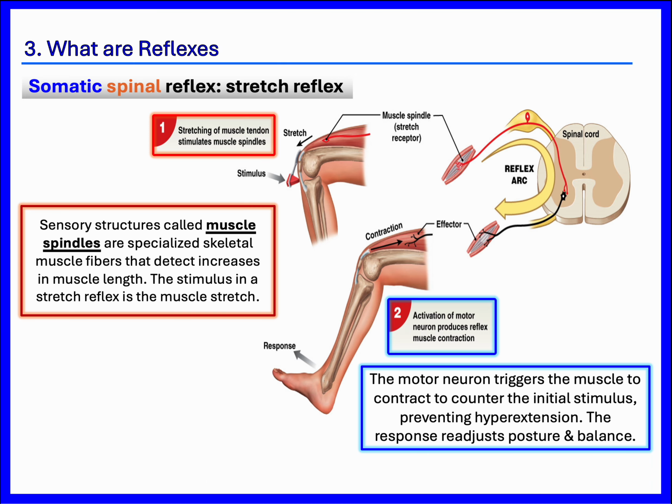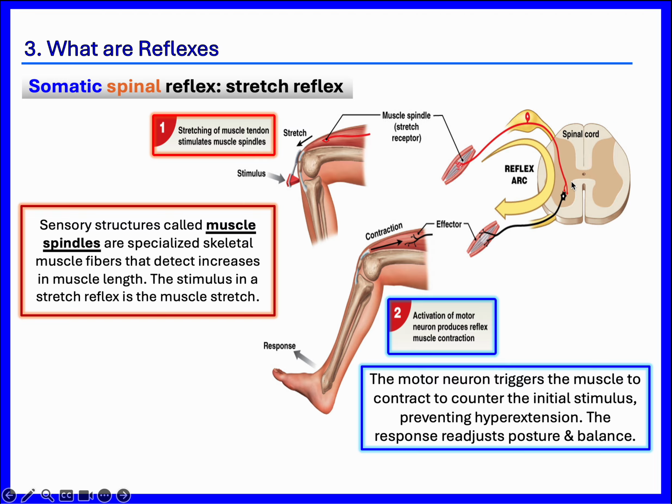So the patellar reflex, over here you see sensory structures called muscle spindles, which are on the ends of muscles over here. You see these muscle spindles, they're specialized skeletal muscle fibers that detect increases in muscle length. They actually detect how lengthened the muscle is. The stimulus in a stretch reflex is the muscle stretch, right? When the muscle stretches.